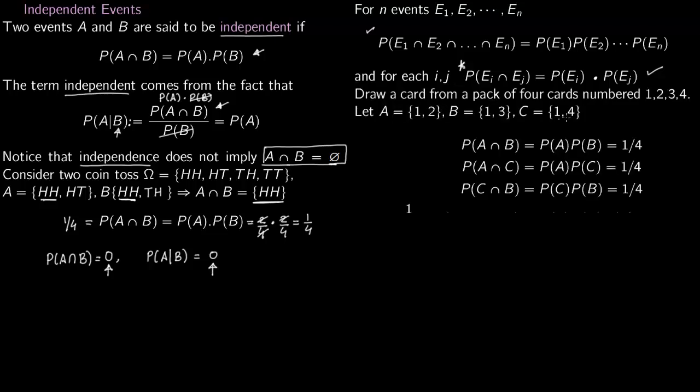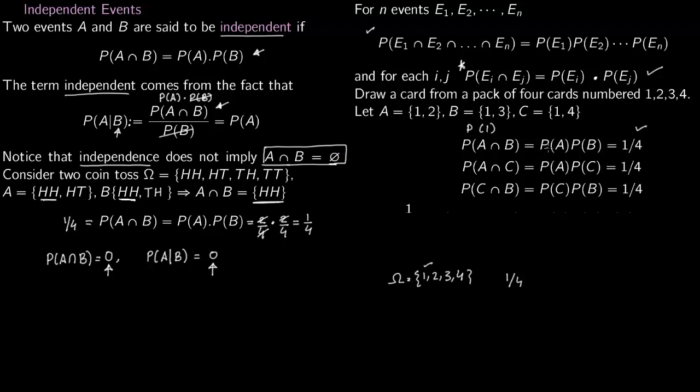So let us see an example. So say you draw a card from a pack of 4 cards which are numbered 1, 2, 3, 4. So your sample space is 1, 2, 3, 4. You could draw any of these 4 cards. So say A is the event, you could draw card 1 or card 2. B is the event, you could draw card 1 or card 3. C is the event, you could draw card 1 or card 4. So probability of A intersection B. A intersection B is just 1. So this is probability of 1, which is just 1 by 4 because 1 is just one outcome out of 4.